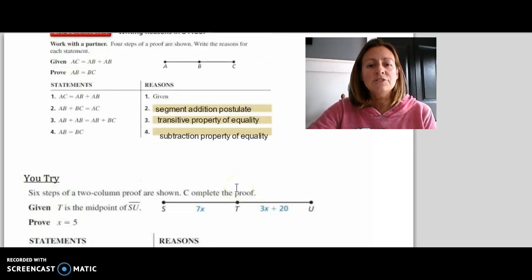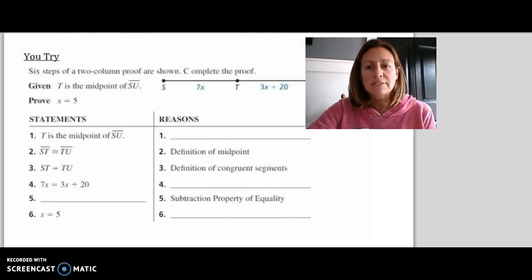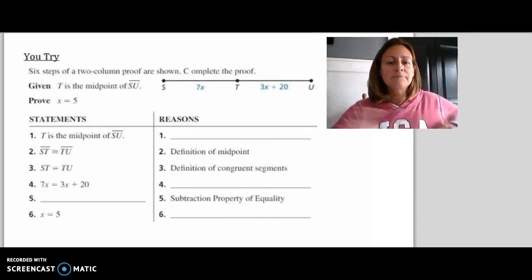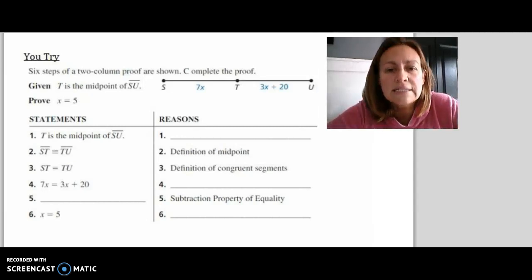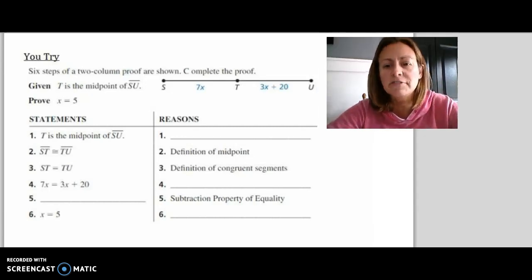Okay, let's try another one involving segments. This one says that the steps are partially filled in, even the reasons are partially filled in, but we're going to figure out the missing reasons. Take a look at the diagram.